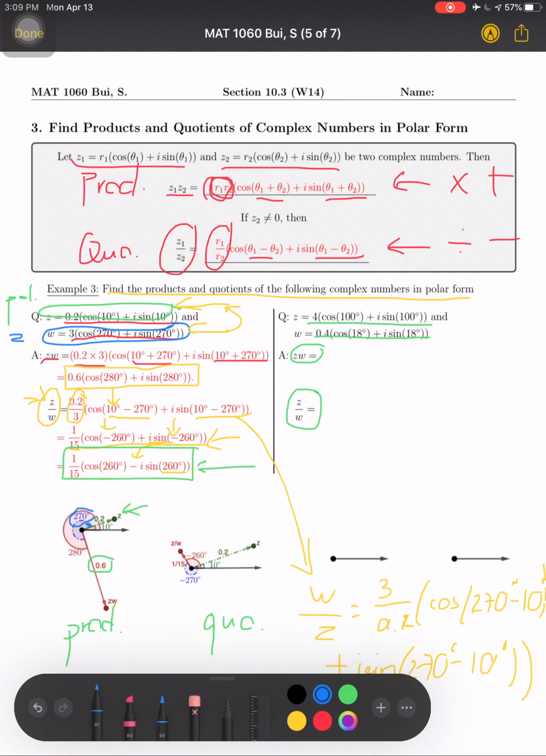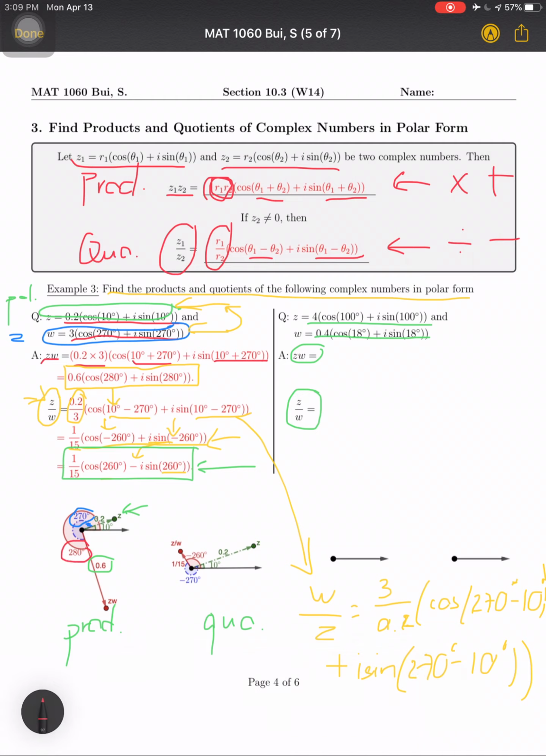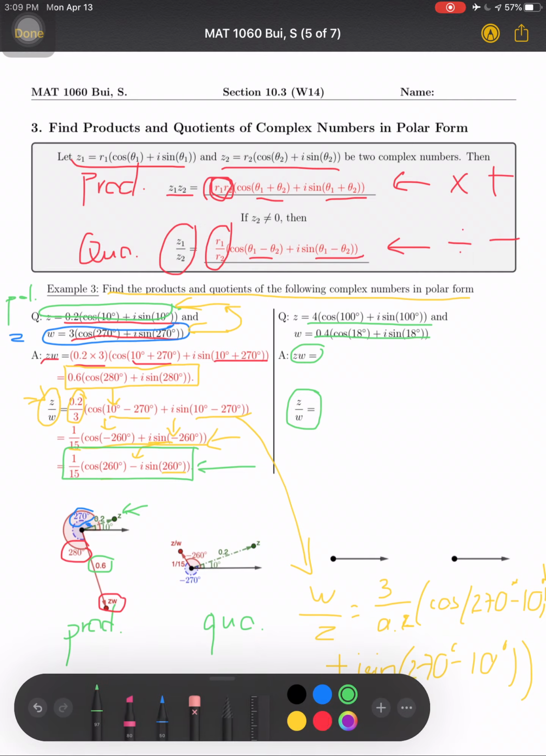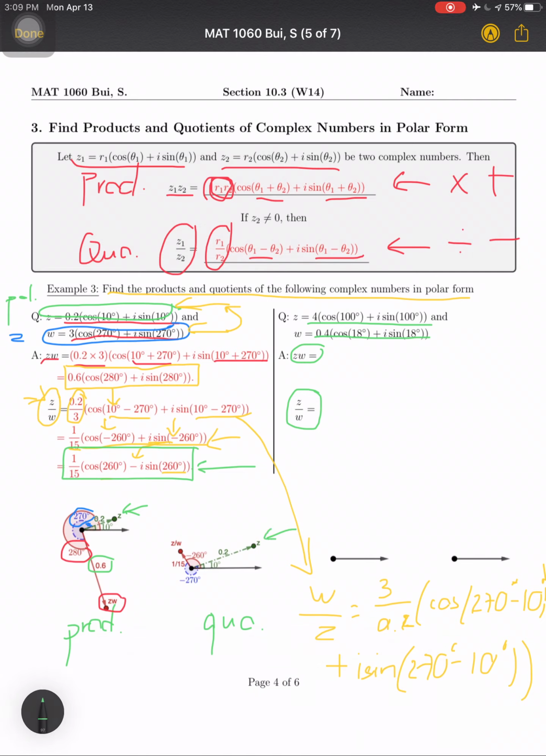Okay, and after that, I end up having 280 in here, and then extended 0.6 away from the pole. And I have my product in here. Okay. With similar logic, I'm going to have the quotient. So at the beginning, I start with my z. This is my z in here by drawing my 10 degrees angle, and I extend 0.2 unit away from the pole, and I have my z.